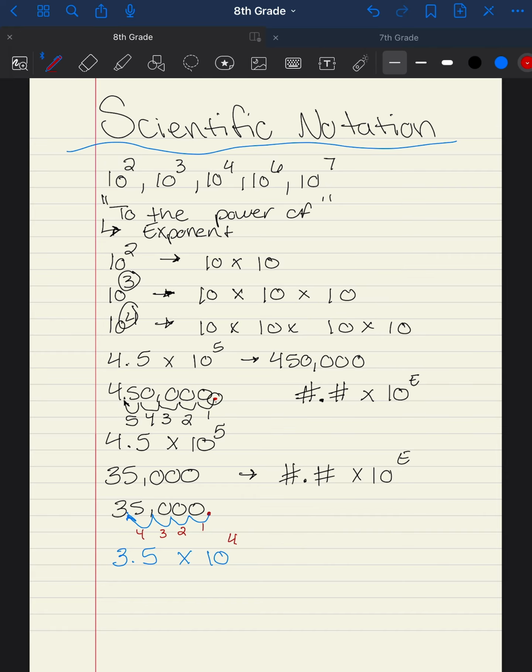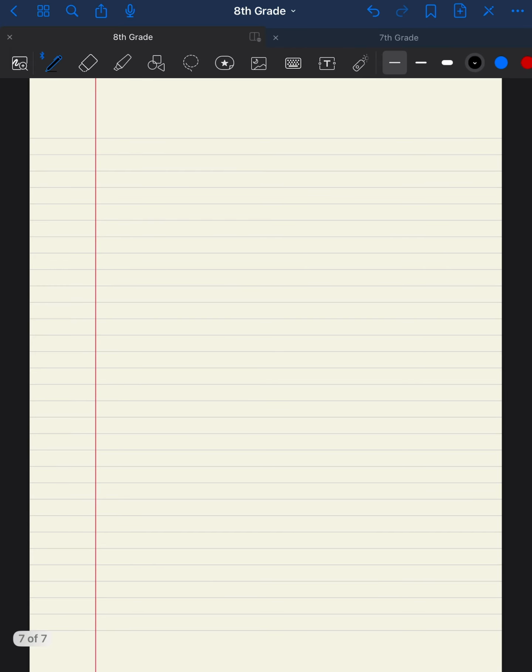Now, I am going to turn my page, and I'm going to show you another way. This one may be a little bit harder for you, but I'm going to show you what a negative exponent could look like, what a negative scientific notation could look like. Now, I'm going to write a small note that you need to remember.